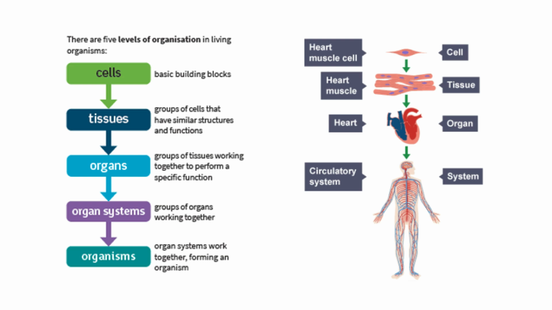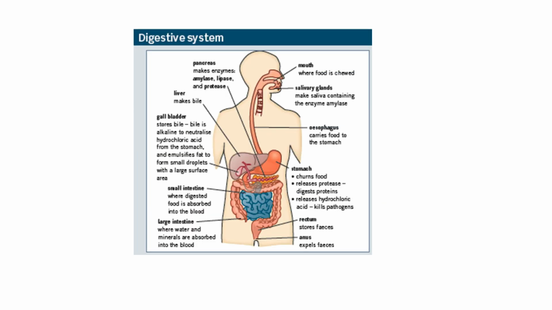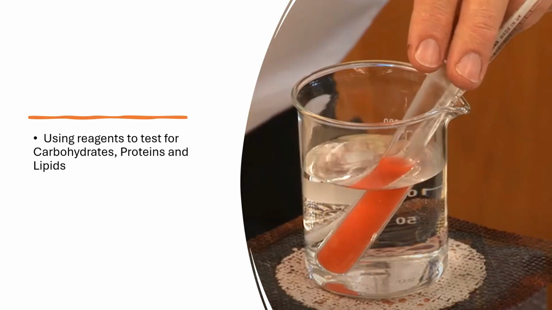So here is an example. If we look at the heart muscle cell, you've got heart muscle, which is made up of tissue, and then the heart is made up of several types of tissue to make an organ. That's part of the circulatory system, which makes the organ system, including the lungs and the blood vessels. The digestive system: you'll need to be able to label the digestive system, so if you want to pause and maybe make some notes at this point, that would be useful.